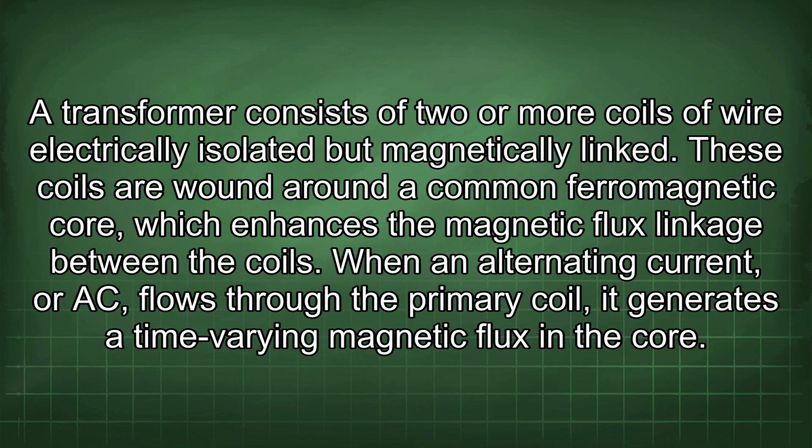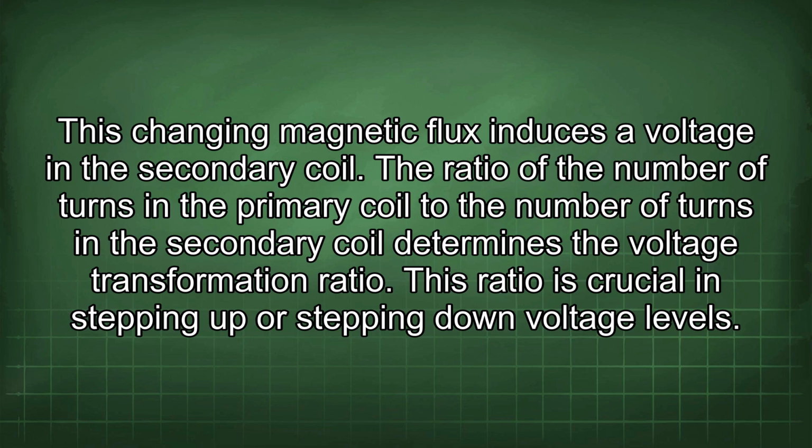A transformer consists of two or more coils of wire electrically isolated but magnetically linked. These coils are wound around a common ferromagnetic core, which enhances the magnetic flux linkage between the coils. When an alternating current, or AC, flows through the primary coil, it generates a time-varying magnetic flux in the core. This changing magnetic flux induces a voltage in the secondary coil.